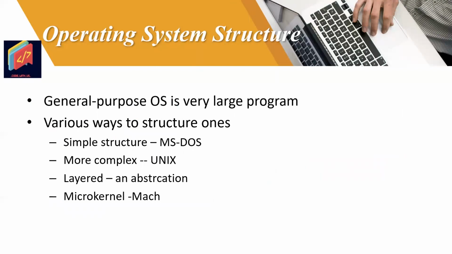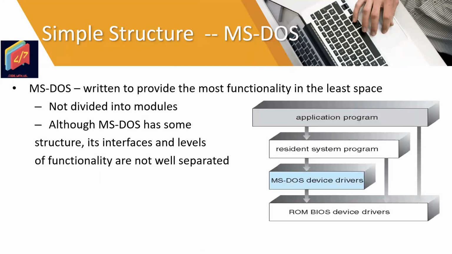Next, a general purpose OS is a very large program, and there are various ways to structure one. The simple structure is MS-DOS, a more complex one is UNIX, then there is the layered one, which is an abstraction, and the microkernel, which is used in Mac OS. So these are the operating system structures: simple like MS-DOS, more complex like UNIX, layered as an abstraction, and microkernel used in Mac OS.